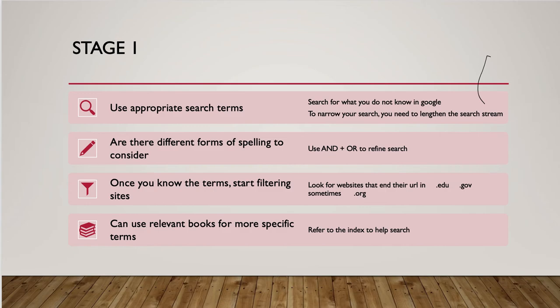We're interested in articles written around the world. That opens up a lot of doors for us. Once you know your search terms, start filtering through the sites. Like I said before, you're going to want to use .edu, .gov, or sometimes .org websites.